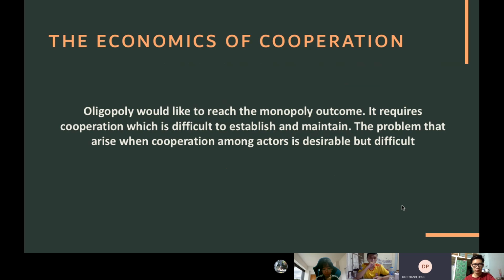Oligopolies would like to reach the monopoly outcome, which requires price cooperation, which is difficult to establish and maintain. This is the problem that arises when cooperation among actors is desirable but difficult. So that's the basic definition of oligopoly. To understand more, a member of my group will talk about the other sections.